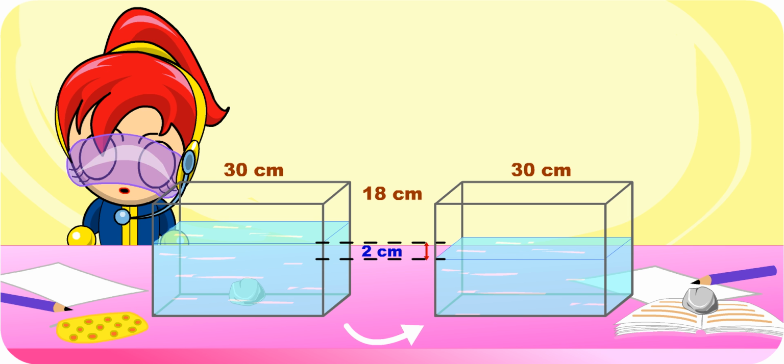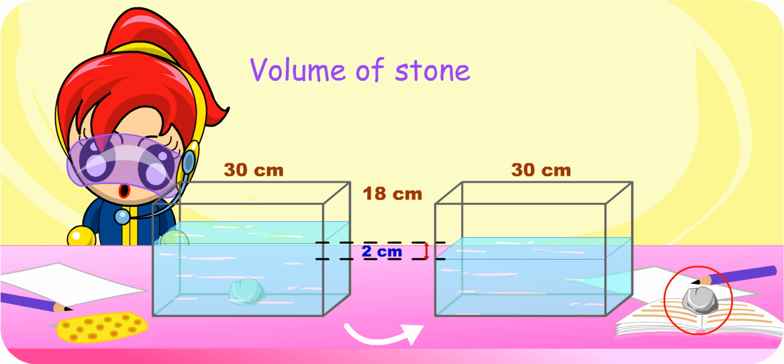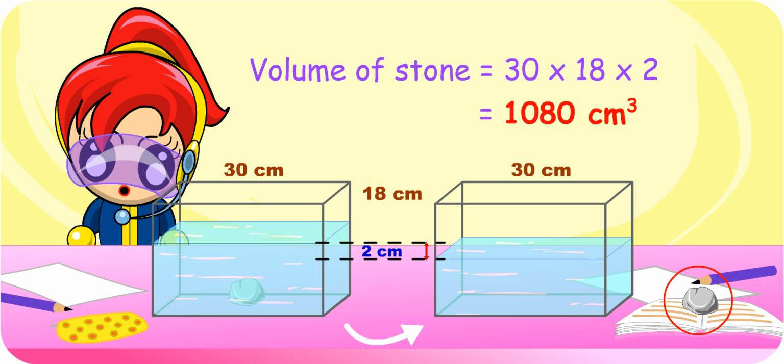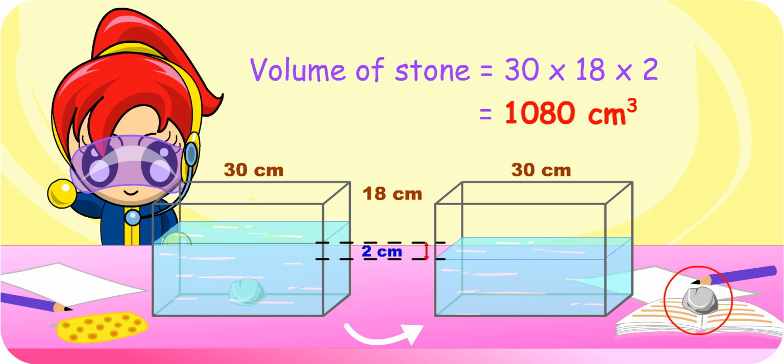The decrease in the volume of the water is equal to the volume of the stone. Since the water level dropped by 2 centimeters, the volume of the stone equals 30 centimeters times 18 centimeters times 2 centimeters, which is equal to 1,080 cubic centimeters. Therefore, the volume of the stone is 1,080 cubic centimeters. Well done, Turbo Girl.